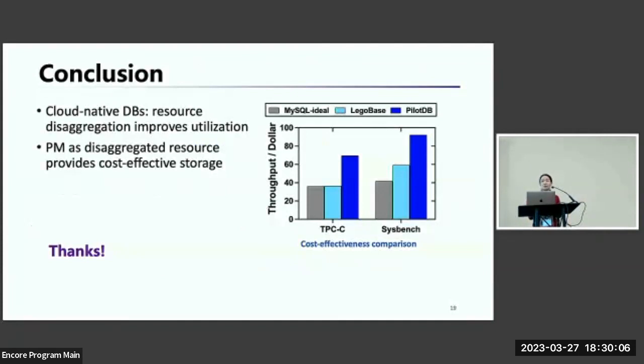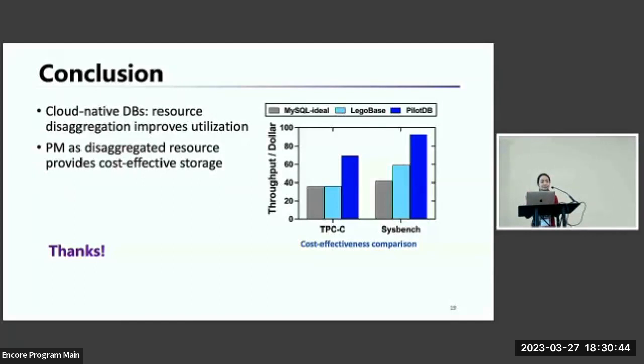Finally, we'd like to close on a note on cost effectiveness. We have seen that while designed carefully, PM disaggregation can improve resource utilization and deliver good performance. But what about cost? We have a detailed analysis in the paper, and here this figure highlights the throughput per dollar comparison between the systems. And again, PilotDB, even with the more expensive processor cost factored in, still offers a much better value for dollar.